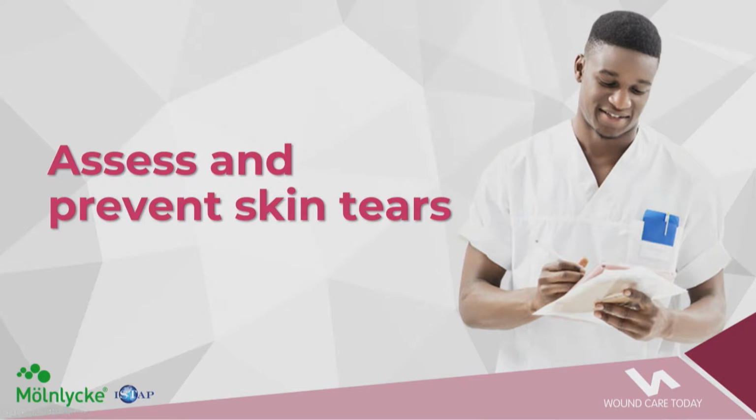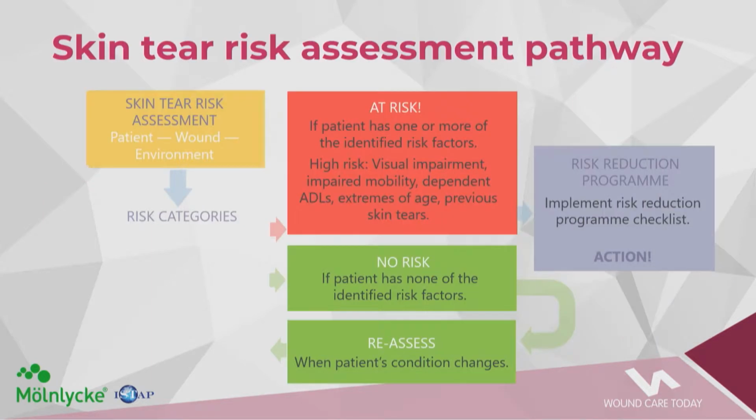So, let's now look at how to assess and prevent skin tears. Let's get some good practical advice. In the ICETAP document, they start off with a skin tear risk assessment pathway, and I find this really, really helpful. So the pathway itself starts with risk assessment, which we've just discussed, because we need to know who's at risk so we can give the right care to the right people at the right time. You can see the factors there that put people at risk, and they need one or more of them to be classified as at risk.